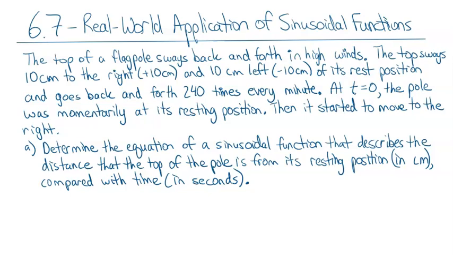At t equals 0, the pole was momentarily at its resting position. That doesn't mean it's at rest. That means it's at that position. So it's vibrating past that position right at t equals 0. So then it started to move to the right.